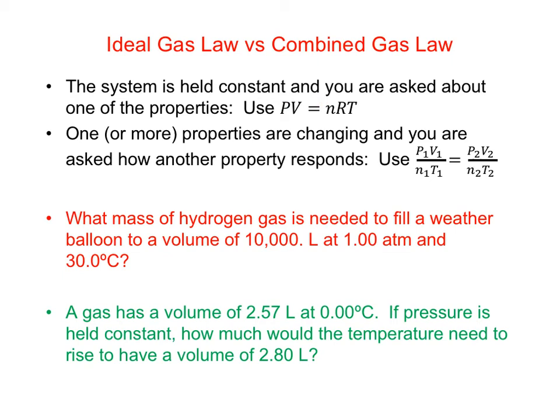Right? In the green example, we're told that a gas has a volume of 2.57 liters at 0 degrees Celsius. And if the pressure is held constant, how much would the temperature need to rise to have a volume of 2.80 liters? Right now, things are changing. Only the pressure is constant, but the volume is changing, and they want to know how the temperature changes. So when things are changing, that's when I'm going to go to the combined gas law. So in the next video, we'll look at these specific examples. But I have one more thing I want to talk about related to the theory before we go on.